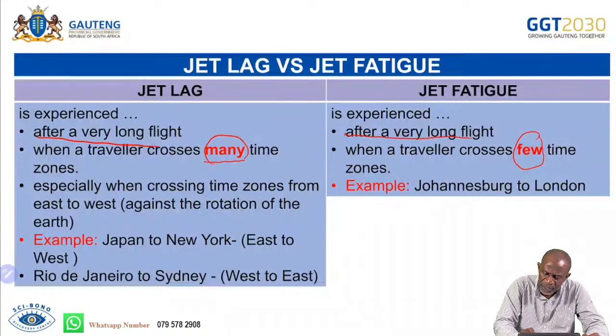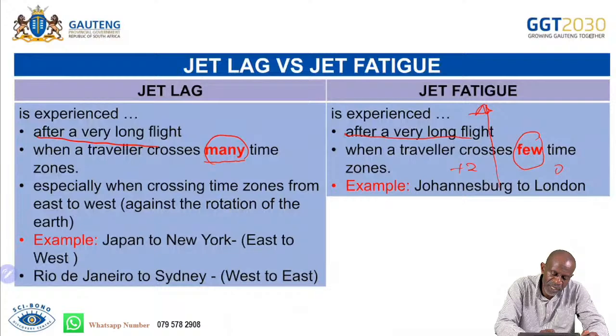Example of jet fatigue: when you travel from Johannesburg to London, there are only 2 time zones that you cross, as the difference in time is only 2. London is at 0, this one is at +2. So the difference in time here is 2 hours. So you are not likely to experience jet lag, but you will feel only the effects of jet fatigue.